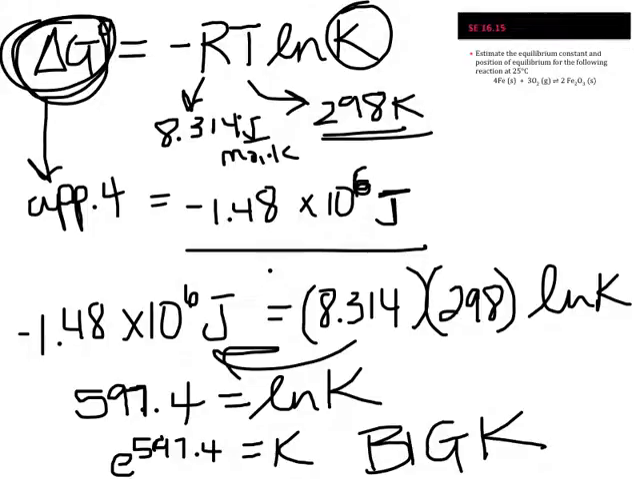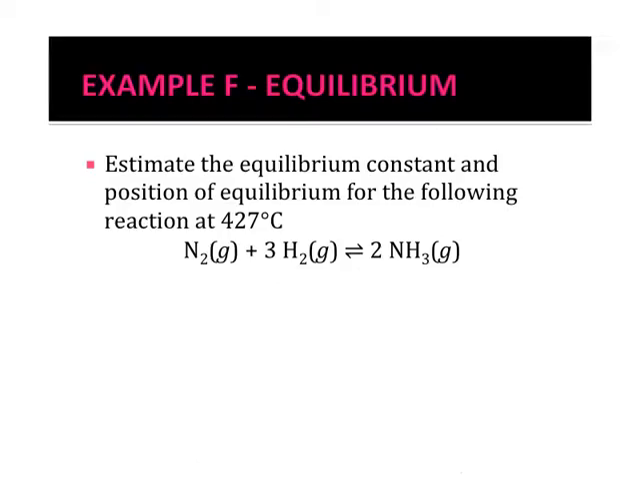Remember, if there's a large K, there's a large product concentration. So the equilibrium lies far to the right, and the reaction is favorable. The equilibrium lies to the right if K is big. Now let's do the same thing for this reaction.